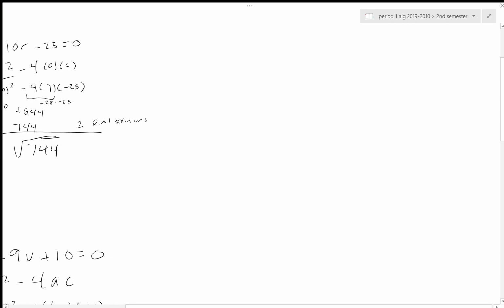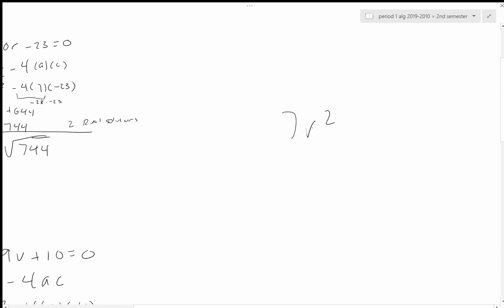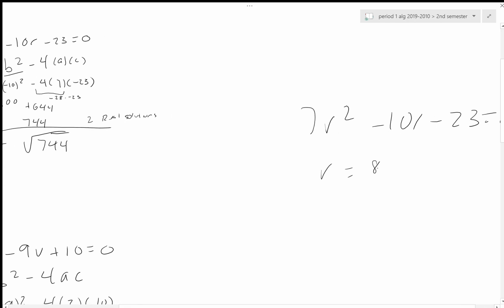And I don't want to see you guys doing this: 7r squared minus 10r minus 23 equals 0, and then r is 8.33 and r is 7.4. Like, nope. If you show me something like that, I'm not giving you guys any credit.